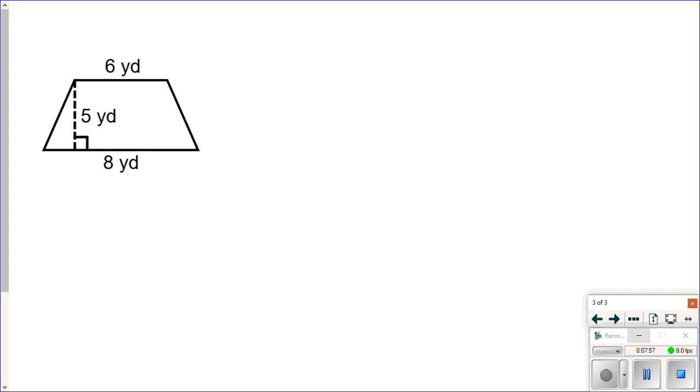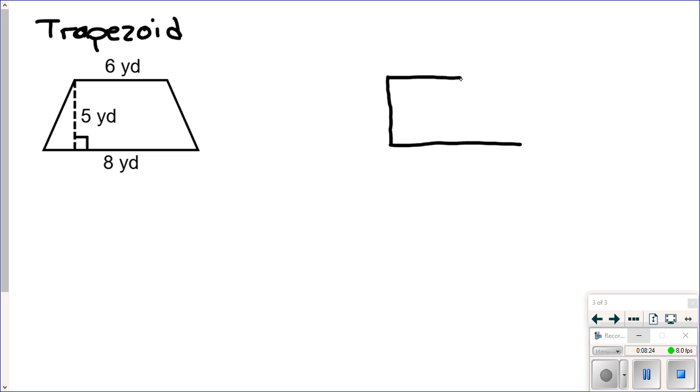This shape is called a trapezoid. Here, I got a little crazy. This is called a trapezoid. And a trapezoid can look like this, or it also can look like this. Both of these are trapezoids. That's supposed to be a straight line. Pretend like it is.